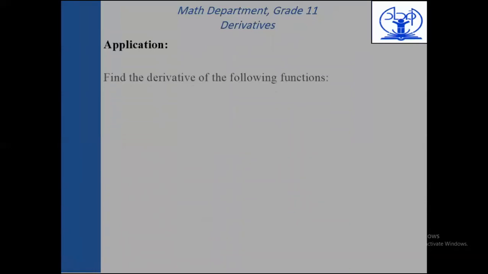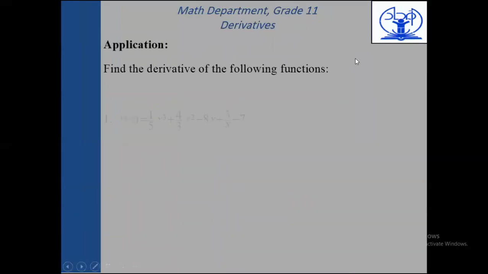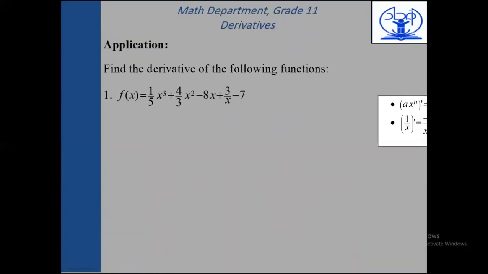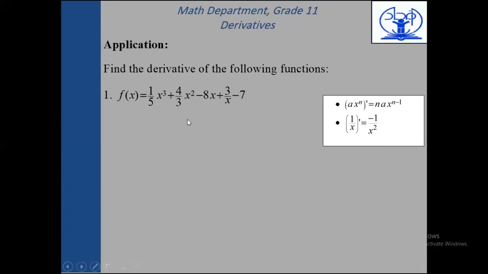Some applications: find the derivative of the following functions. If f of x is 1 over 5 x to the 3 plus 4 over 3 x squared minus 8x plus 3 over x minus 7. The derivative: this is a sum, so you derive each term alone, and each term has its form clearly here to the right. The first one is in the form a x to the n.